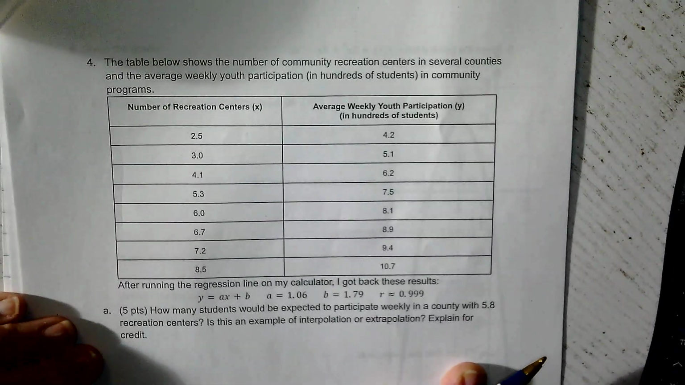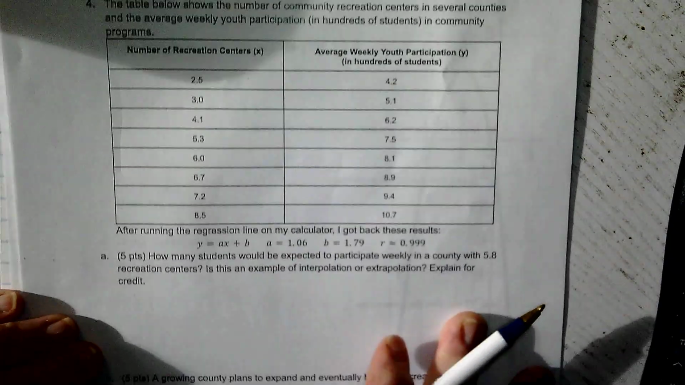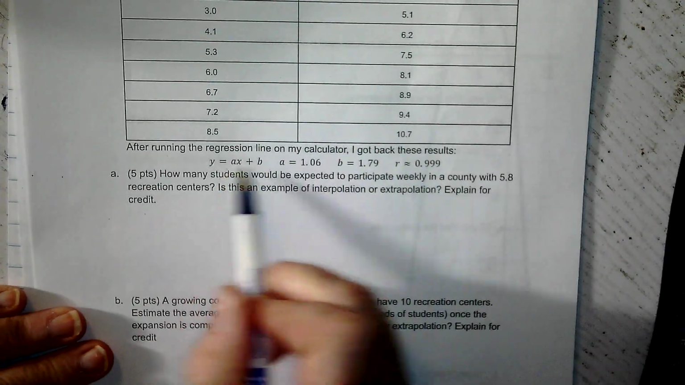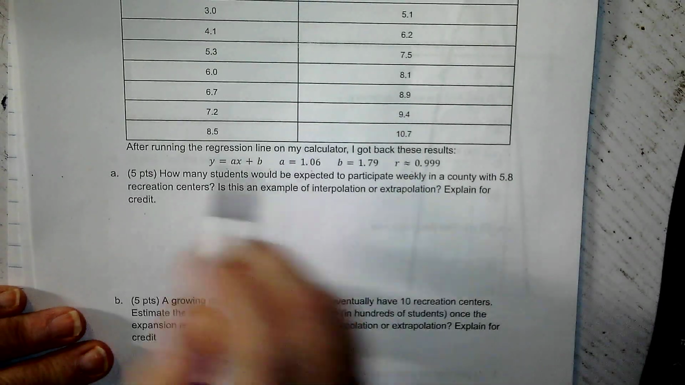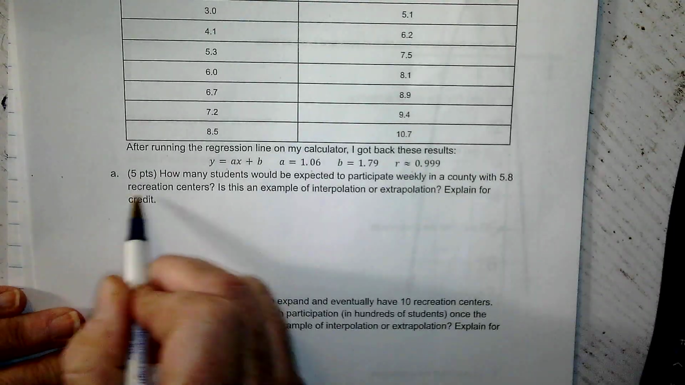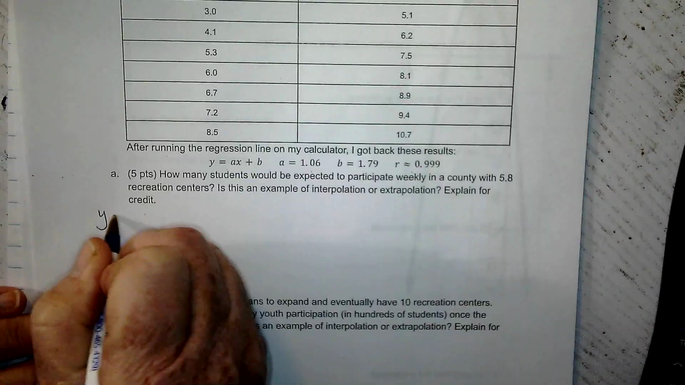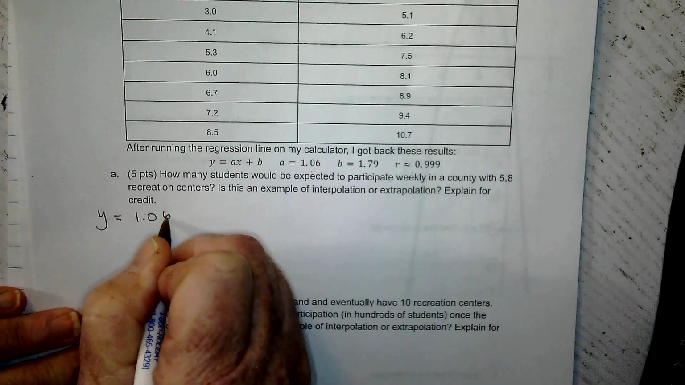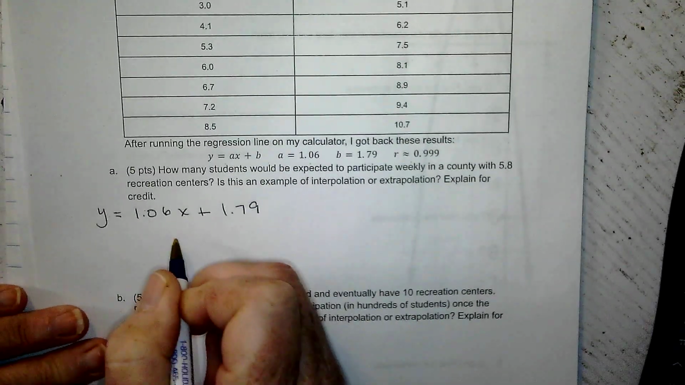Table below shows the number of community recreation centers in several counties, and the average weekly youth participation in hundreds of students in community programs. I didn't need you to calculate anything here. I've provided you the information from the calculator, the y equals ax plus b, what your a is, what your b is, and the correlation coefficient. How many students would be expected to participate weekly in a county with 5.8 rec centers? All right, let's start with that first. So I'm going to use y equals 1.06x plus 1.79. Now I've got my linear equation written, I can go from there.